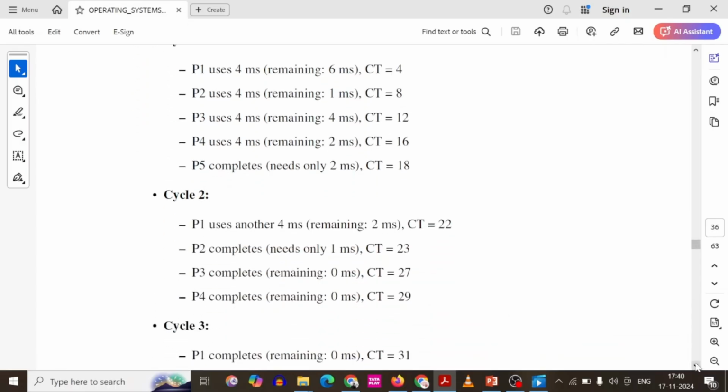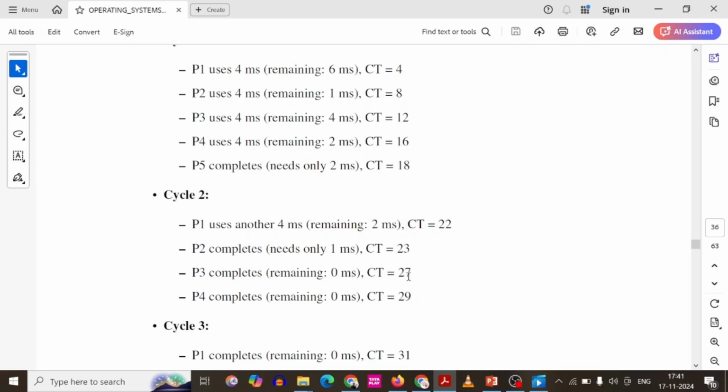Now we go to the second cycle. Initially we have P1 with 6 milliseconds remaining. Now it uses another 4 milliseconds, which leaves 2 milliseconds, and the completion time is 22. For process 2 we have only 1 millisecond, so no need to subtract anything or utilize the time slice. We directly add that 1 millisecond to the completion time for process 2. Then we have P3. Similarly, we have 4 milliseconds, we utilize those 4 milliseconds, and 4 minus 4 is 0, so the remaining time is 0.